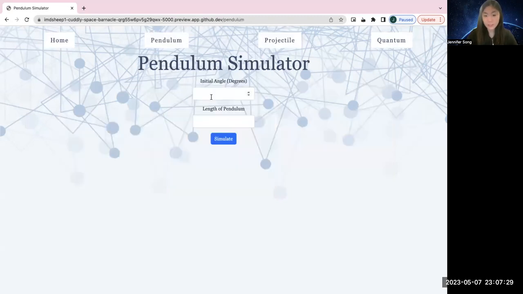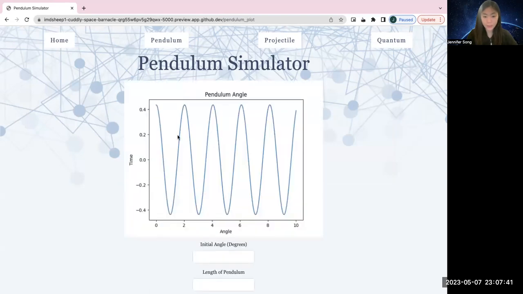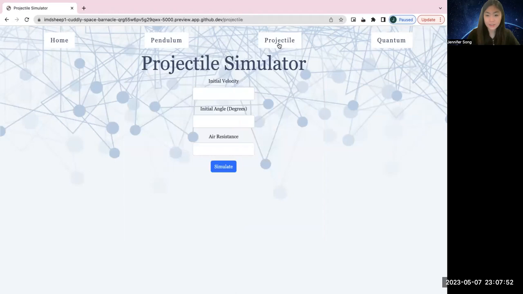So for the pendulum simulator, we'll have to specify 2 initial conditions, the angle at which you throw it, so let's say 25 degrees, and then the length of the pendulum, so let's say it's 1 meter. So when we simulate it, we can see that the behavior of the pendulum is indeed what we expect. It's a sine function in terms of the angle with respect to time, and that's true because it's just a simple harmonic oscillator. And so next, let's look at the projectile.